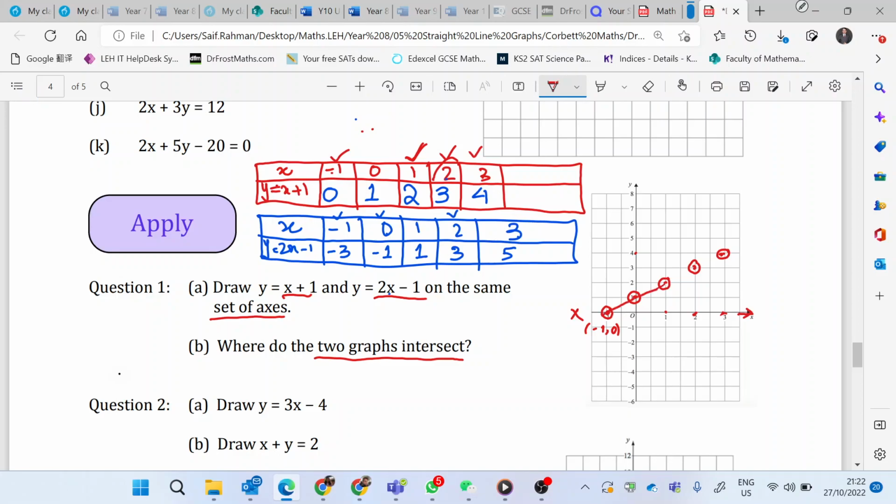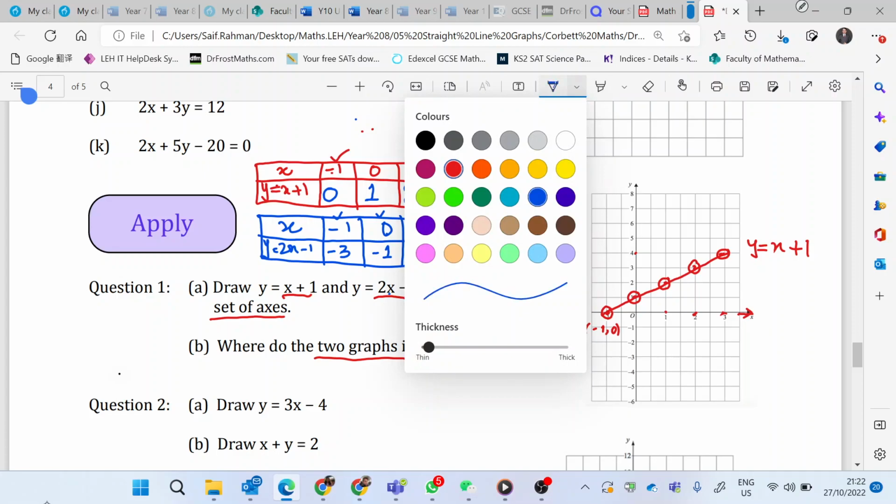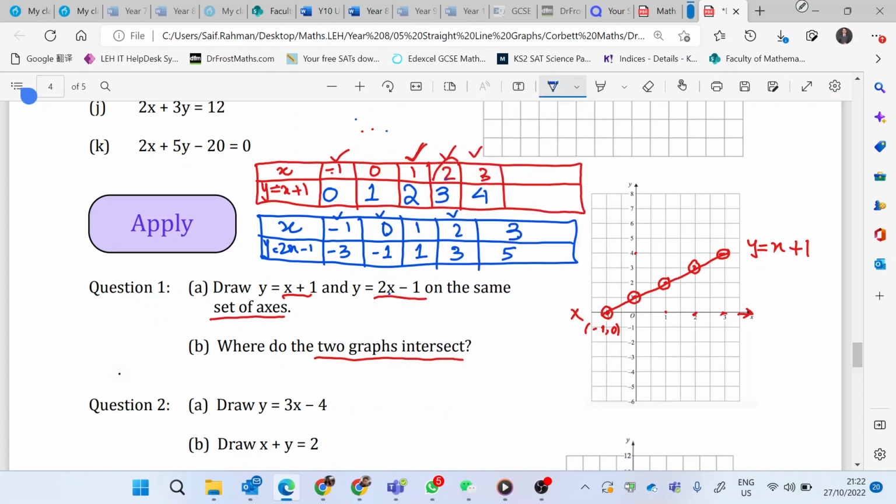So I match this whole line together and this becomes my equation: y is equal to x plus 1. Now I draw the second line with a blue color. So for the second line, my x value is minus 1 and y value is minus 3. So x minus 1 is at the same point and y is minus 3 here. If we see, this line matches for both. So this is my first value, minus 1 and minus 3.